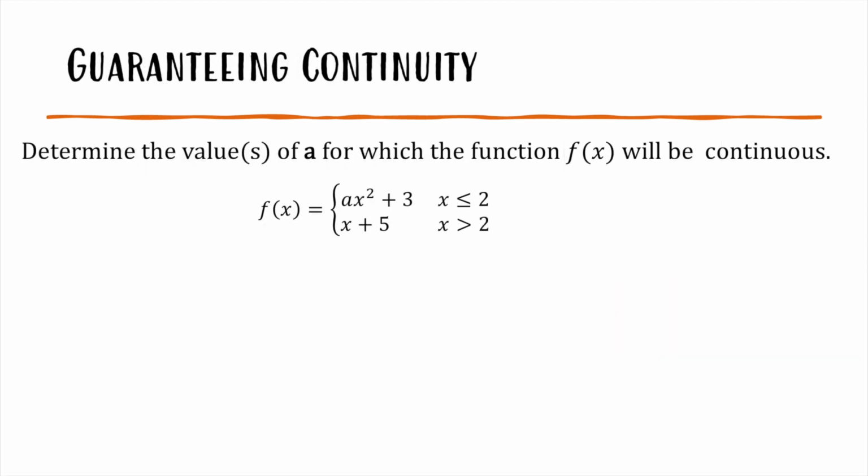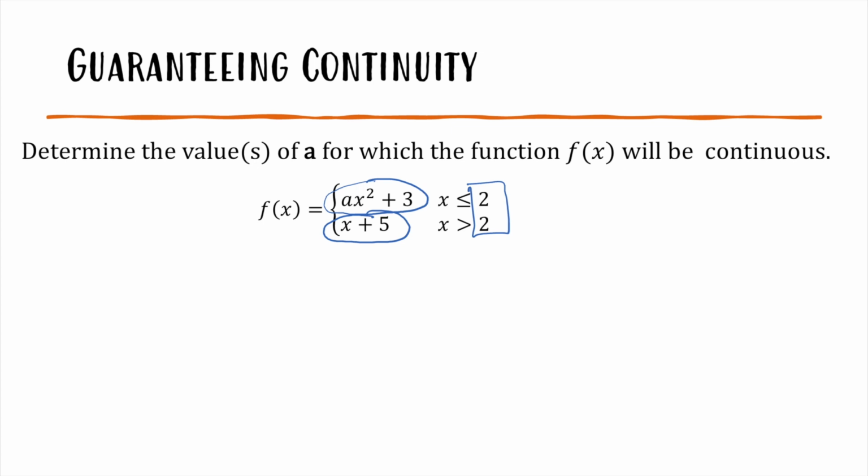Here we have a piecewise function, and it says determine the value or values of a for which the function f of x will be continuous. So at any x less than or equal to 2, our function is defined by this polynomial, ax squared plus 3. Anything greater than 2, we have a different polynomial, x plus 5. Now polynomials themselves, just regular old polynomials, are continuous. But here at 2, we're switching polynomials. So we have to make sure that the polynomials have the same value at 2.